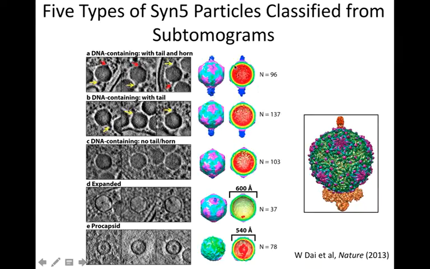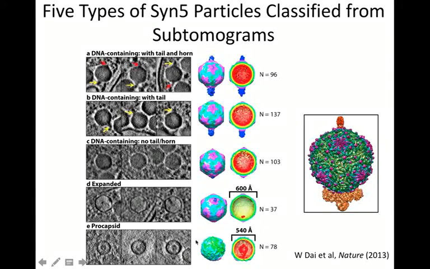And here is a slice, a cutaway view of this virus particle. The second type of particle we are able to see is one where the horn is missing, and the third one is where the tail is also missing. And the fourth one has nothing inside the particle except a density at one of the vertices, and the diameter is the same as the mature, fully DNA-encapsulated particle.